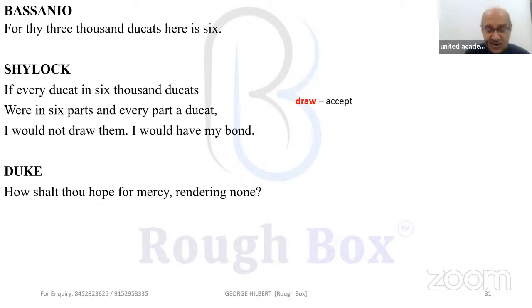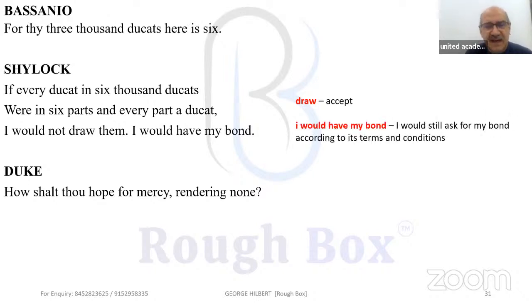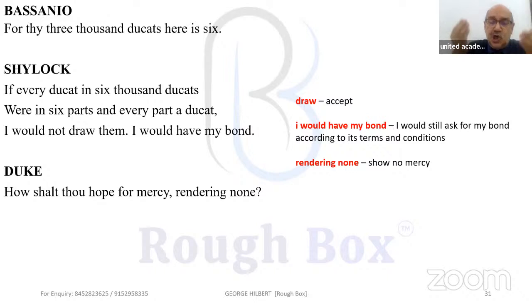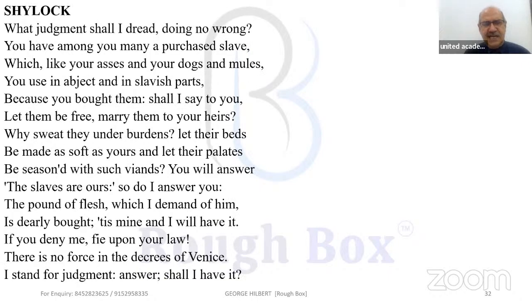And the Duke says, Shylock, how shall thy hope for mercy rendering none? How can you possibly expect God to show mercy on you when you yourself show no mercy on others? And Shylock says, what judgment shall I dread doing no wrong? Why should I fear anything, why should I be afraid of God not being merciful towards me, when I have done nothing wrong?